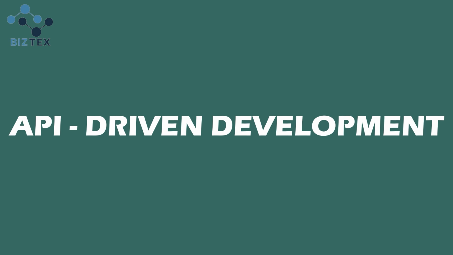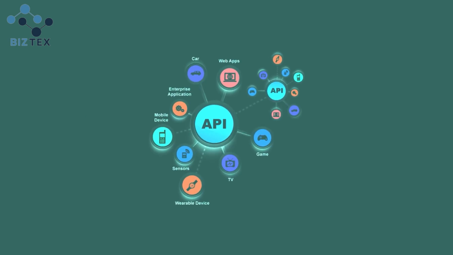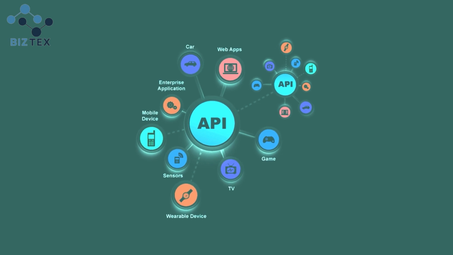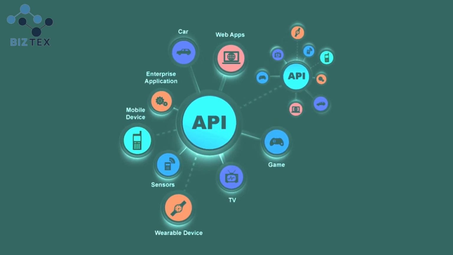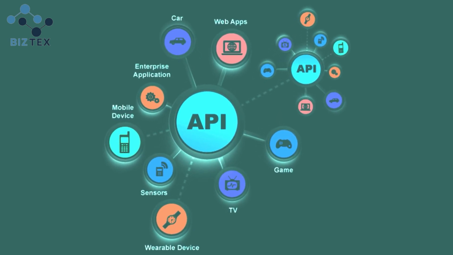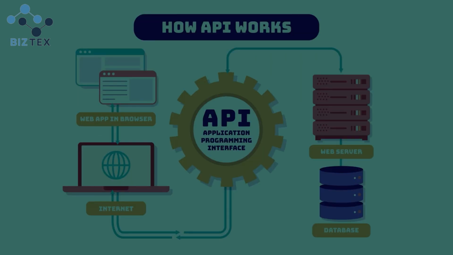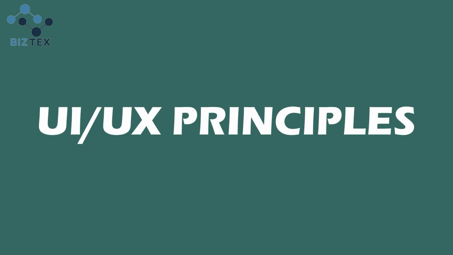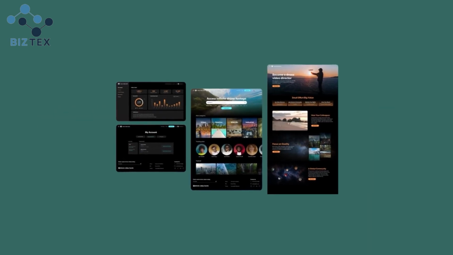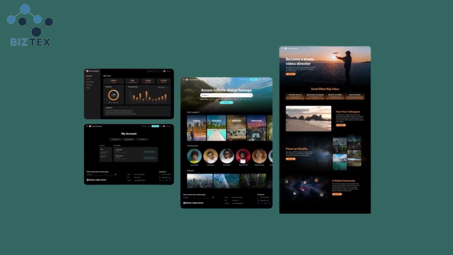Segment 7: API-Driven Development. APIs are the glue that holds modern web apps together. Exposing back-end functions through APIs abstracts complexity and promotes reuse. With dedicated back-end teams building reusable logic and the integration of third-party APIs, you've got a recipe for efficiency and functionality.